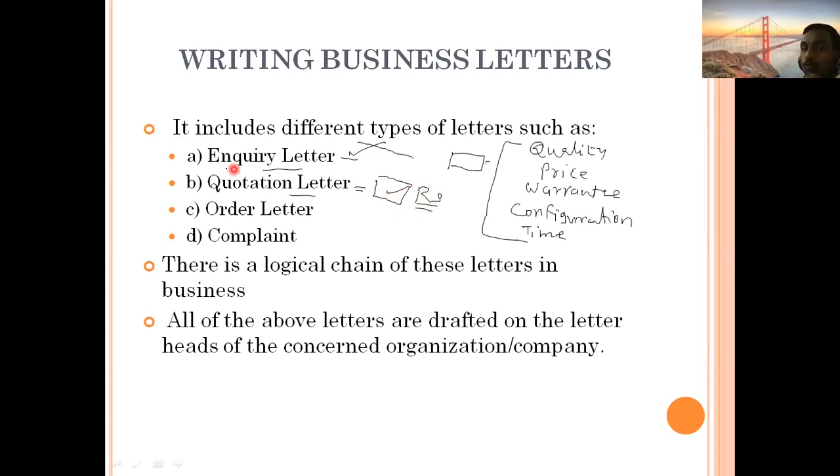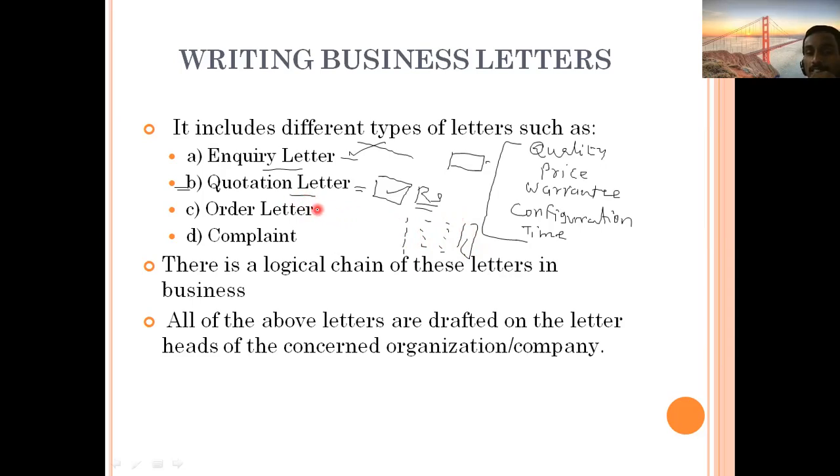So who will send this quotation letter, supplier or customer? Supplier. Yes, the supplier will send this quotation letter. He will include that these are 5 products, 1 2 3 4 5, these are the specifications, this is the price, and as per that the total will be this much. Like this you will get the quotation letter.